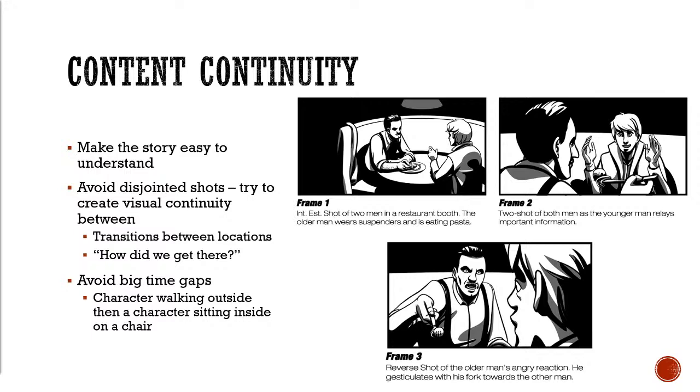Other things that help you make the story easier to understand is avoiding disjointed shots. You want to have clear transitions between locations. So if a character is walking down the street, you don't want to suddenly cut to them in a car, right? You'd want to have something where it shows them getting into their car or being dragged into the car, or somehow getting into the car. If you didn't do that, that would give you the impression of a skipping DVD.